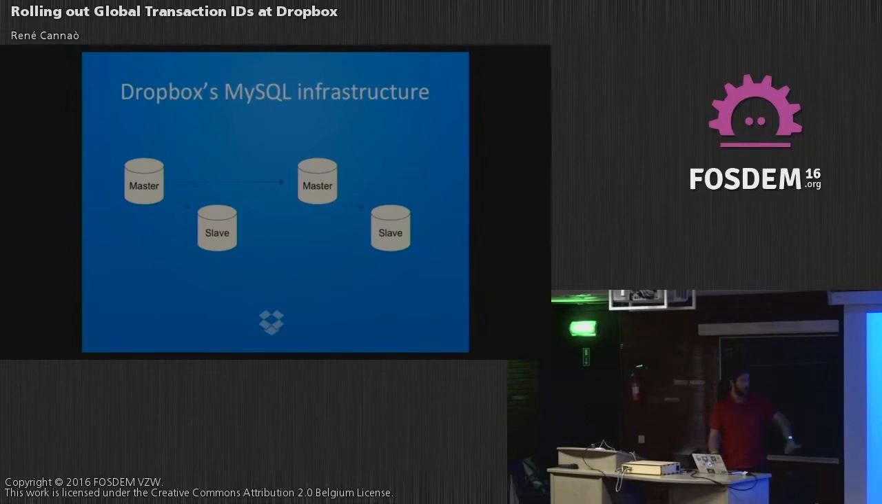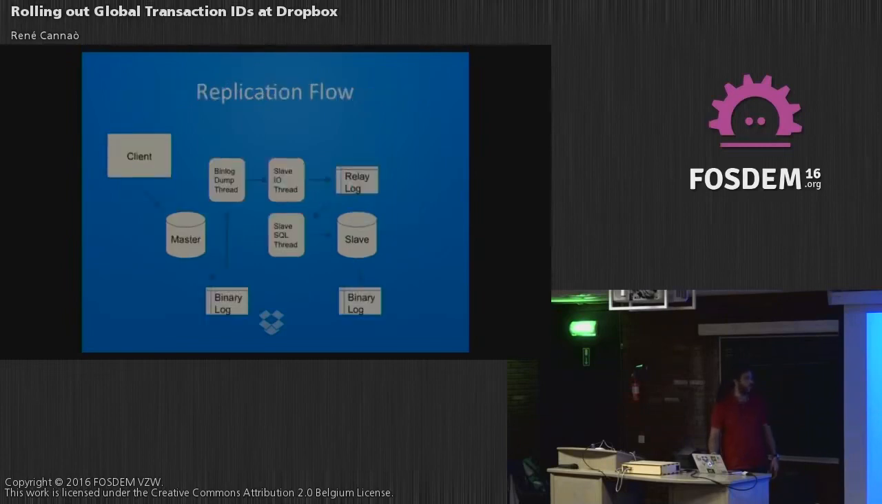So once you know this infrastructure, let's dig a bit more into how replication flows in MySQL. This slide describes it in a very quick way. The client sends data to the MySQL server, that is the master. The master generates its own binary logs, that is a representation of the events, of the data that has been changed. The binary log is processed by a thread called the binlog dump thread, and this thread is responsible for sending the data to the slaves.